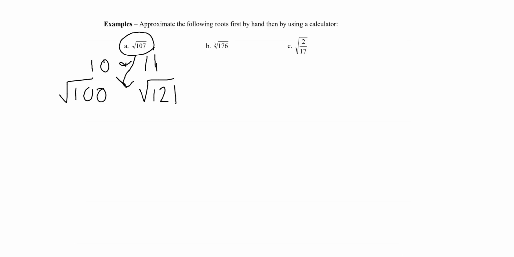When I use a calculator to estimate it, I get 10.34, 10 and 34 hundredths. There's more numbers after the decimal, but I'm kind of rounding it. So my answer is going to be 10 and 34 hundredths. So I did round my answer.